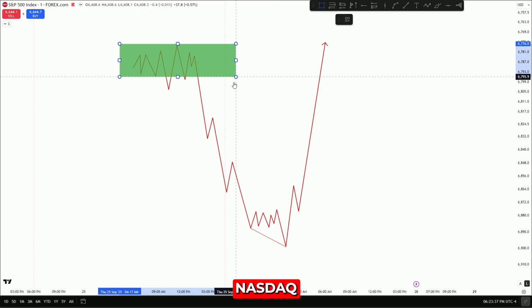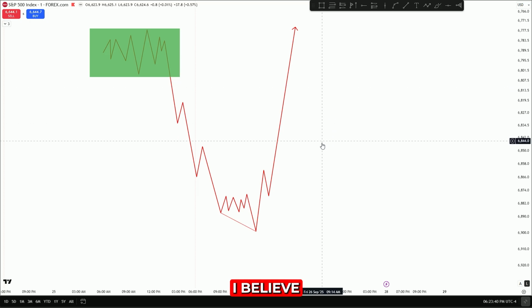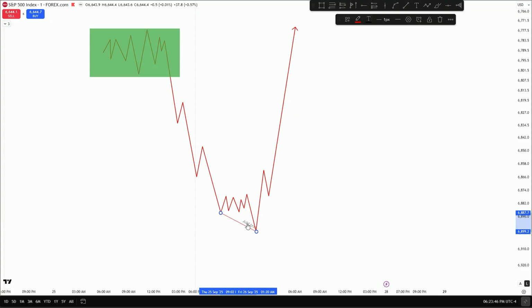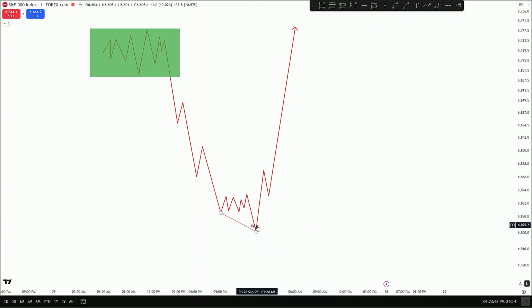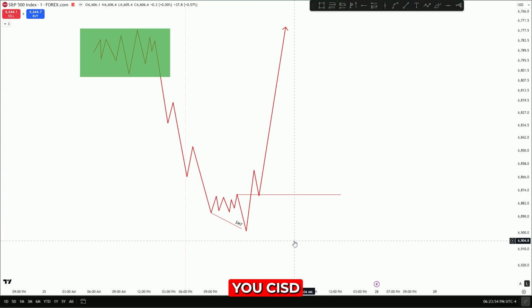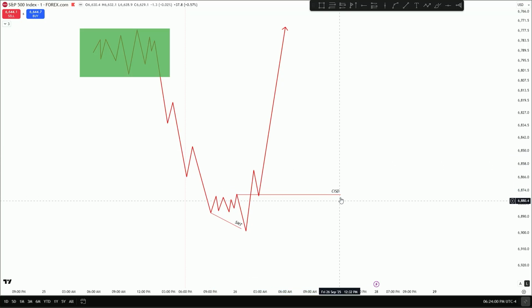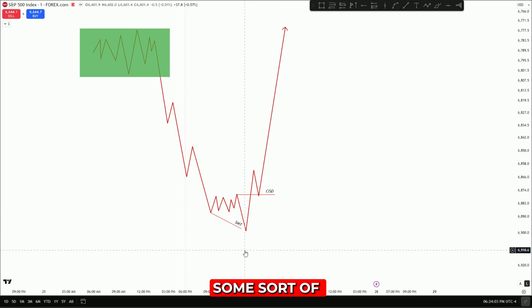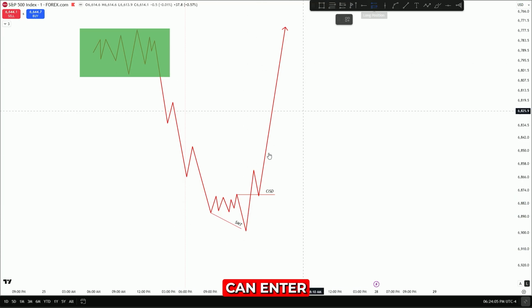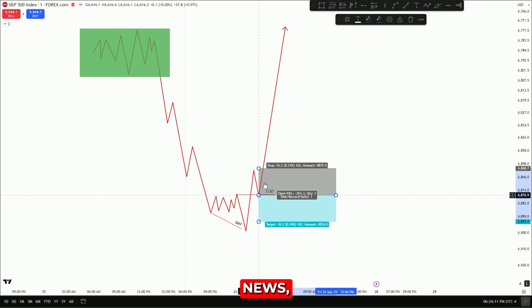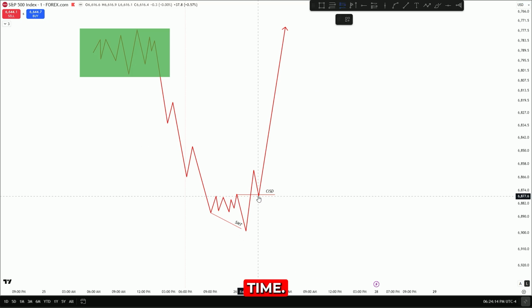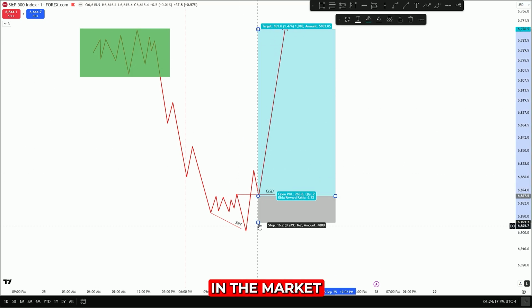And on NASDAQ, personally, I do trade NASDAQ. So what I believe is that on NASDAQ, a lot of times this kind of scenario happens. This will be your SMT, and this will be your CISD. Let me just type that in so that you guys can see. You're going to see some sort of CISD, some sort of SMT, and then you can enter over here. And a lot of times during the news, let's say you got the 8:30 manipulation news, you got the 9:30 news, at that time this kind of move happens in the market on smaller time frames.